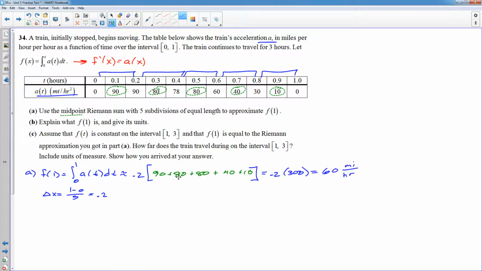Again, y'all know this, but on the AP exam and on my test, you do not have to simplify. So I actually could have stopped with 0.2 times 90, 80, 80, 40, and 10, but I decided to go ahead and clean it up just because I could.